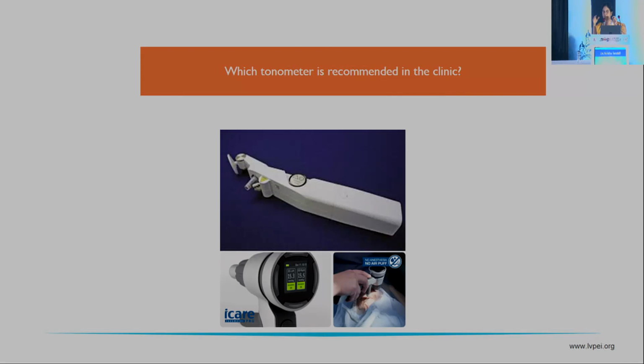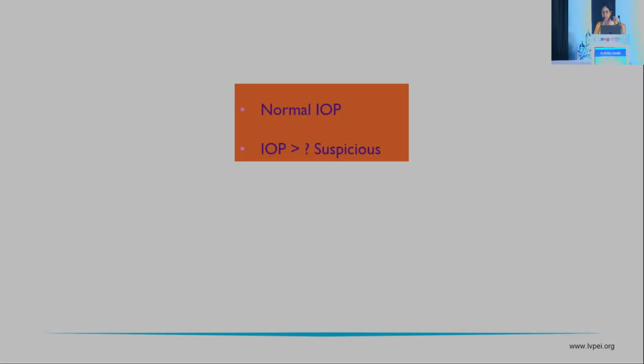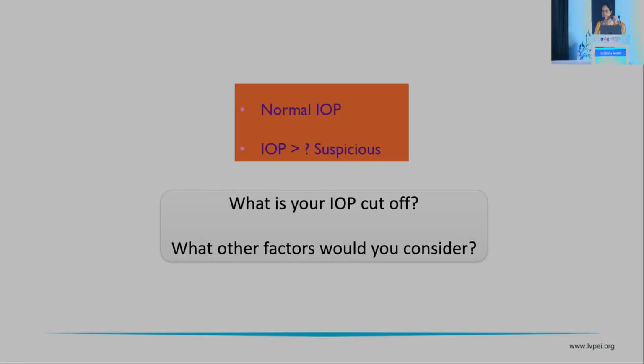So IOP is important, but we need to understand in children there are several other parameters that we look at to know whether there is a disease that is progressing or should we take them up for an examination under anesthesia. So is there any cutoff for normal intraocular pressure in the clinics and under EUA?